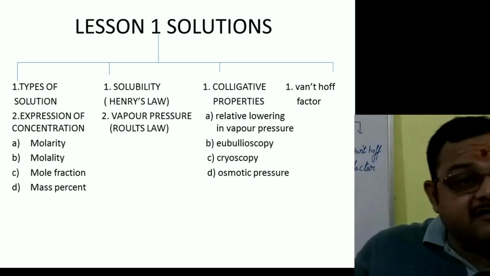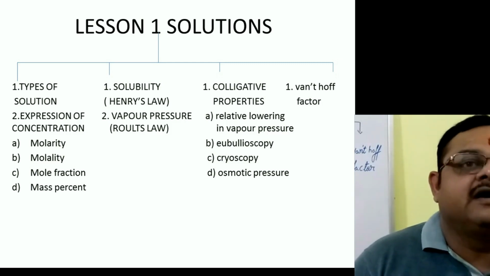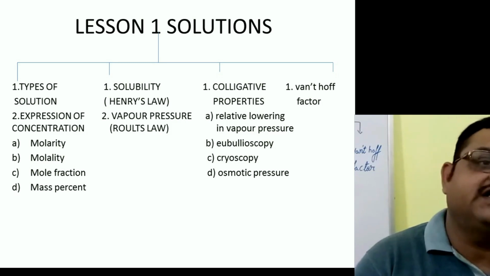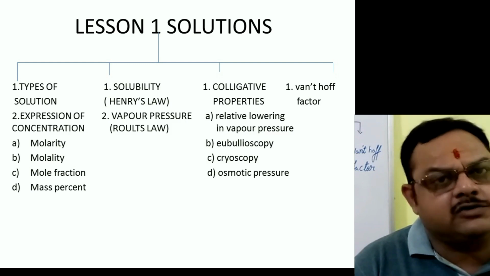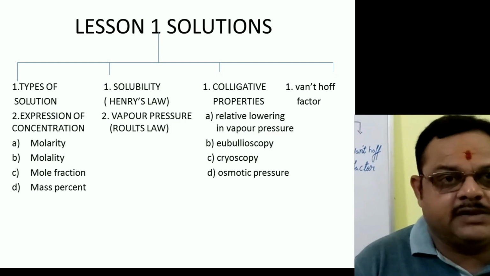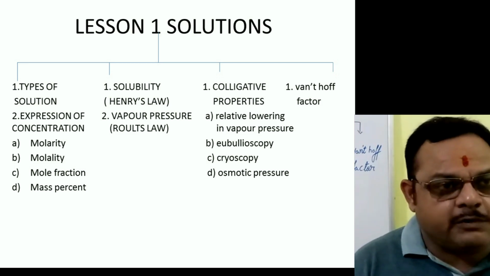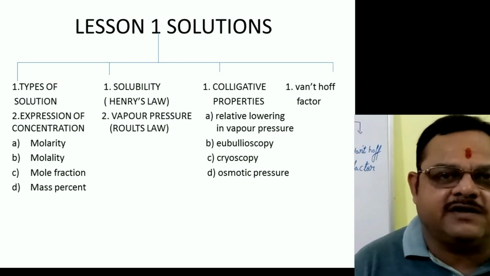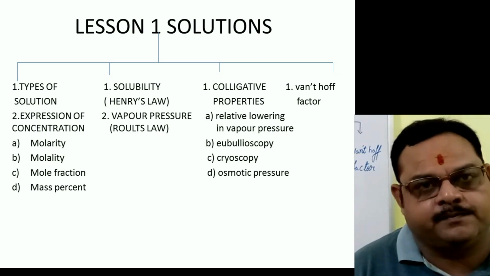Now, colligative properties include 4 things. The first one is relative lowering in vapor pressure. Second one is ebullioscopy. Now, ebullioscopy is also mentioned in some books as elevation in boiling point. Then we have cryoscopy. Now, cryoscopy is mentioned in books as depression in freezing point. And the last one is osmotic pressure.